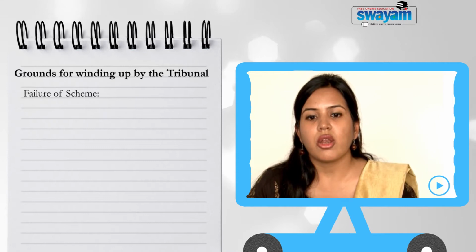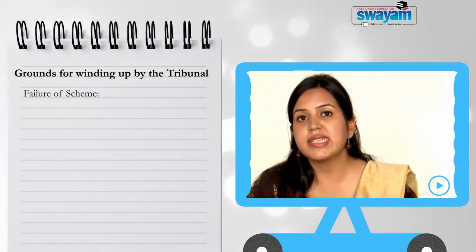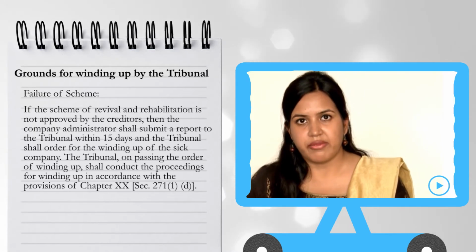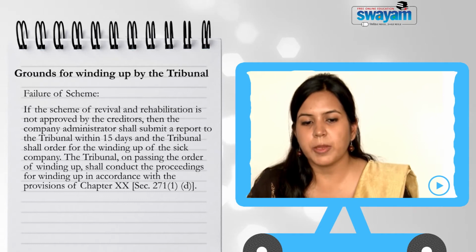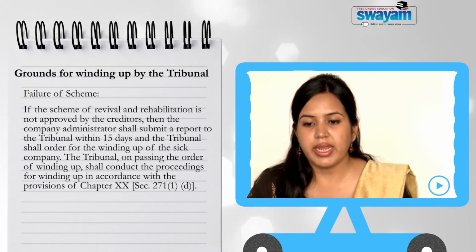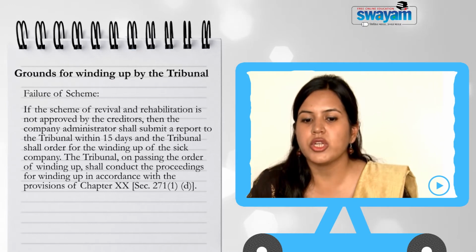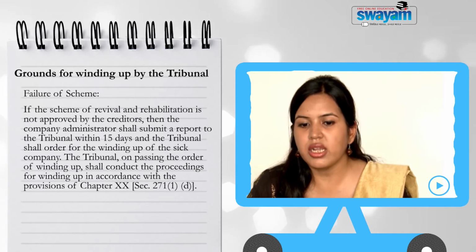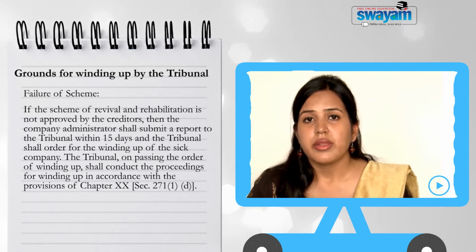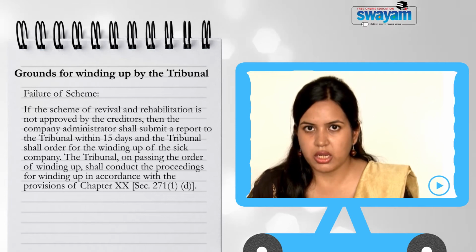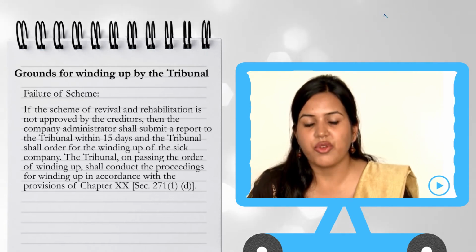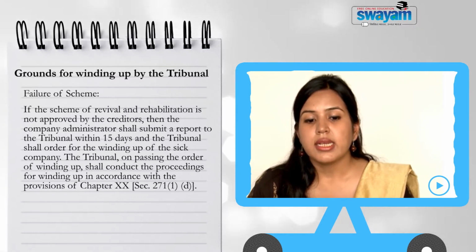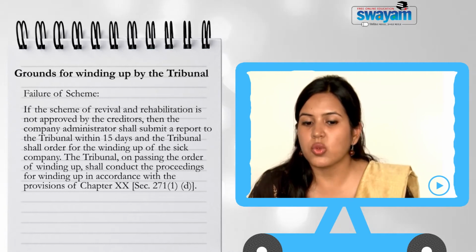Next is the failure of scheme. Now, what is scheme here? Scheme here means that if the scheme of revival and rehabilitation is not approved by the creditors, then the company administrator shall submit a report to the tribunal within 15 days and the tribunal shall order for the winding up of the sick company. The tribunal on passing the order of winding up shall conduct the proceedings for winding up in accordance with the provisions of chapter 20, that is section 271 subsection 1 clause D.